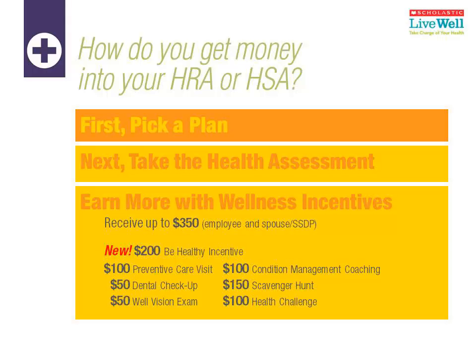Now, you're able to earn up to $350 more for your HRA or HSA by participating in any of the wellness activities listed here. If your spouse or same-sex domestic partner does them too, you can add another $350 to your account, giving you a total of $700 just for participating in qualified wellness activities.